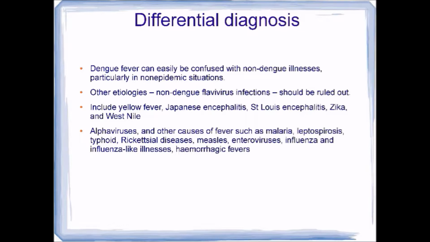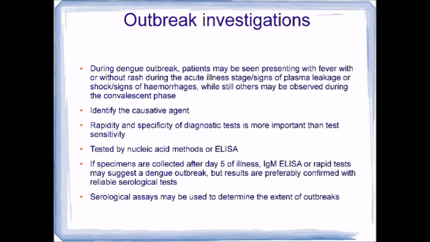Other differential diagnoses include the alphaviruses, such as chikungunya, and other causes of fever such as malaria, leptospirosis, typhoid, rickettsial diseases, measles, enteroviruses, influenza and influenza-like illnesses, and also hemorrhagic fevers. During a dengue outbreak, some patients may present with fever with or without rash during the acute illness stage. Some others may present with signs of plasma leakage or shock, and others with signs of hemorrhages, while still others may be observed during the convalescent phase.